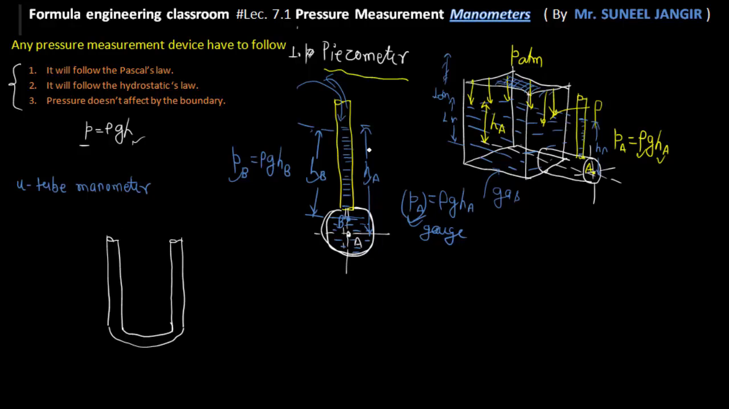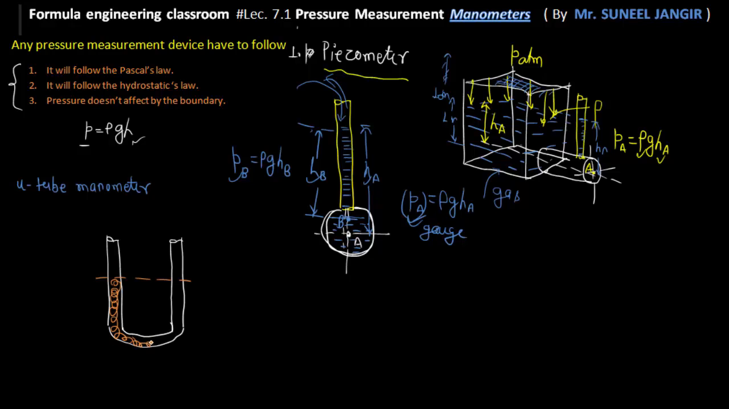Okay. Now in case of piezometer, there was no manometric fluid. What is the sense of manometric fluid? Actually, manometric fluid is like thermometric fluid. Means in case of piezometer, the flowing fluid in the pipe rose in the tube, and there was no other fluid. But in case of manometer, we initially have some other fluid.